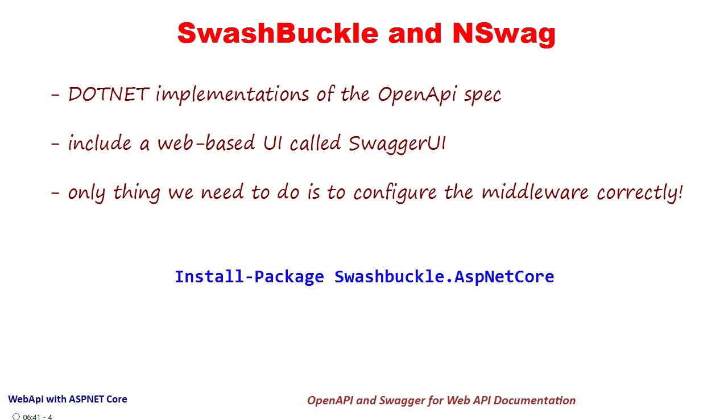NuGet package for Swashbuckle. Install package Swashbuckle.AspNetCore. So once you have this package, then the rest of the configuration can be easily done. We shall explain the process in the next tutorial.